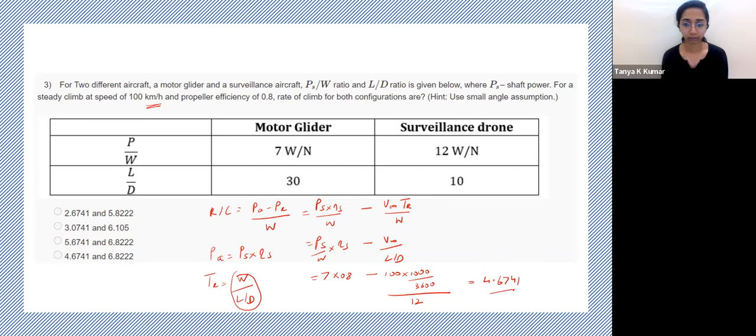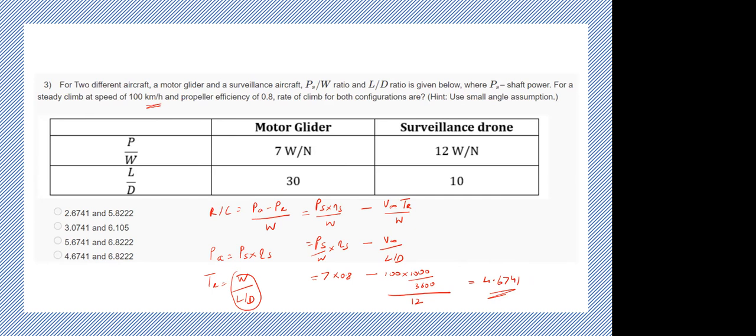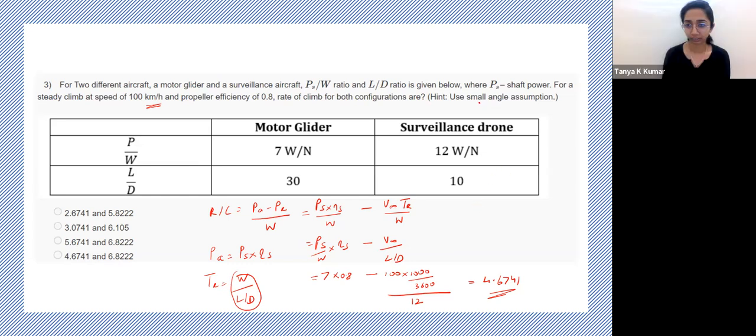And what was asked? Why did they say use small angle assumption? Where have we used this assumption? Because in climb, ma'am, lift is greater than the weight. Exactly. The small angle assumption means you're assuming lift to be the weight, assuming a small climb angle. So that is where we use the small angle assumption.